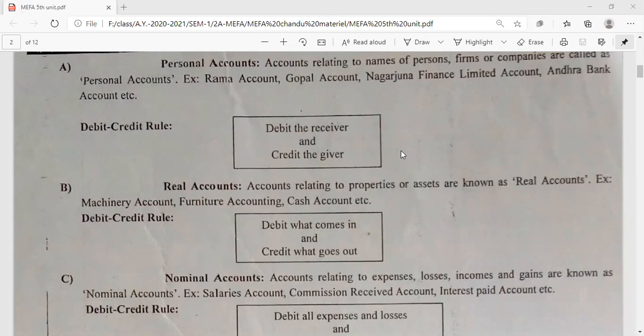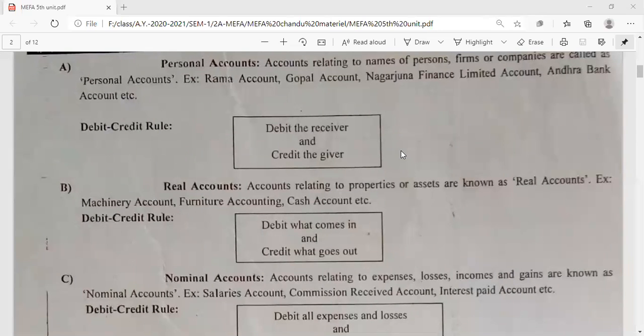They all are related to these personal accounts only. Okay, debit the receiver and credit the giver. Debit from the receiver and credit from the giver.